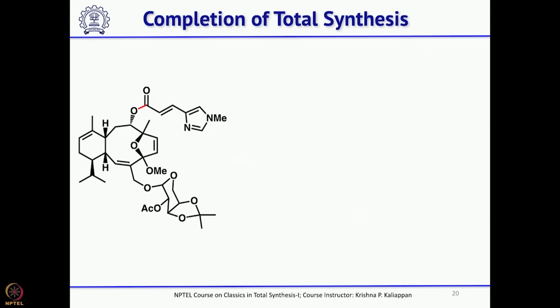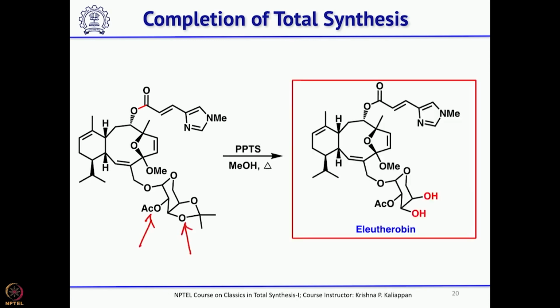Now, what is left? You have to remove the acetate and you have to remove the acetonide. Both are done in one step. Actually, if you look at eleutherobin, this acetate is intact. The acetate is required in eleutherobin. You only need to remove this acetonide, and that was done easily by treatment with PPTS in methanol. You remove the acetonide and that gives eleutherobin. So, that is how he could complete the total synthesis of eleutherobin.